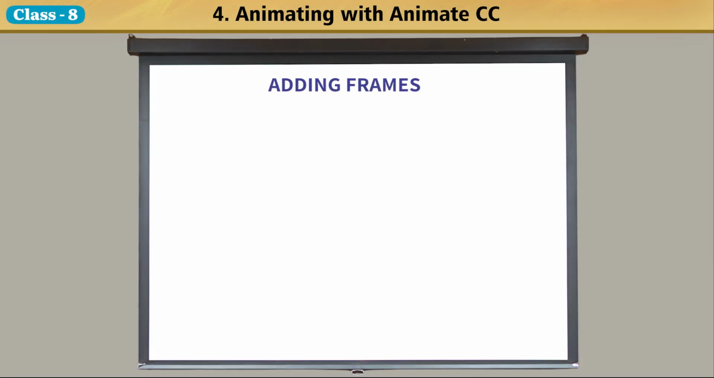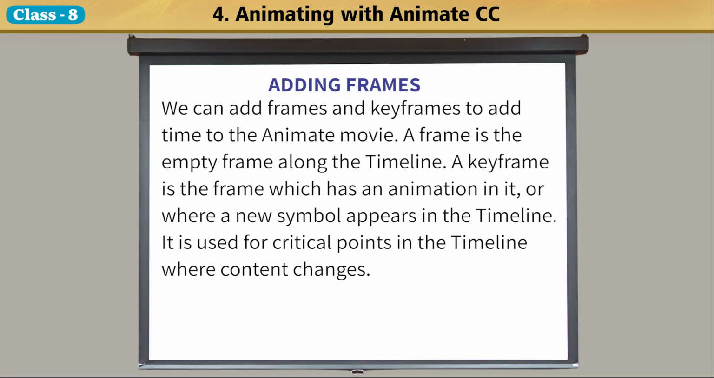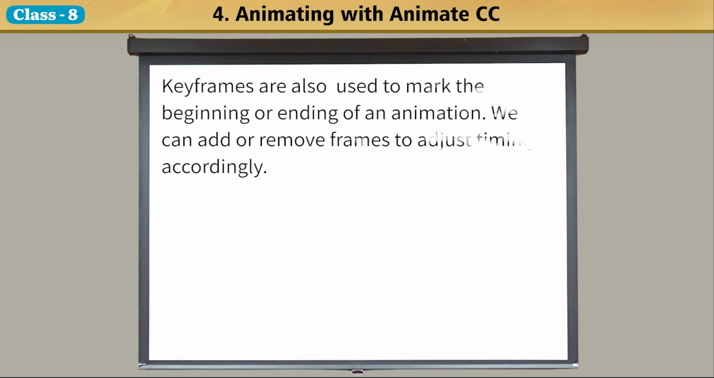Adding frames. We can add frames and keyframes to add time to the animate movie. A frame is the empty frame along the timeline. A keyframe is the frame which has an animation in it, or where a new symbol appears in the timeline. It is used for critical points in the timeline where content changes. Keyframes are also used to mark the beginning or ending of an animation. We can add or remove frames to adjust timing accordingly.